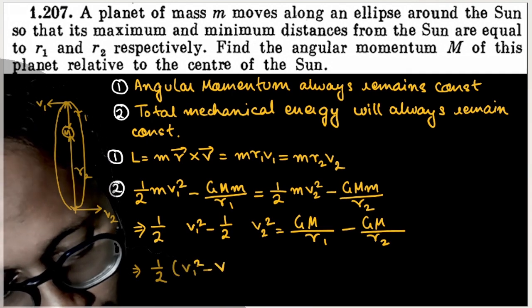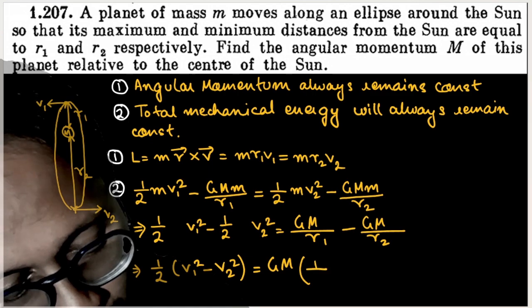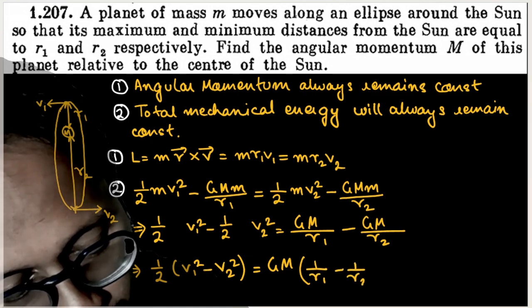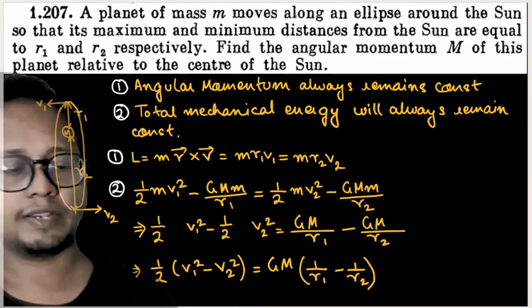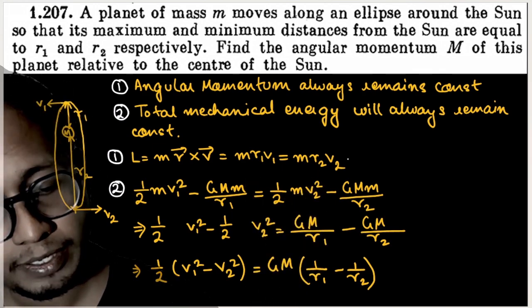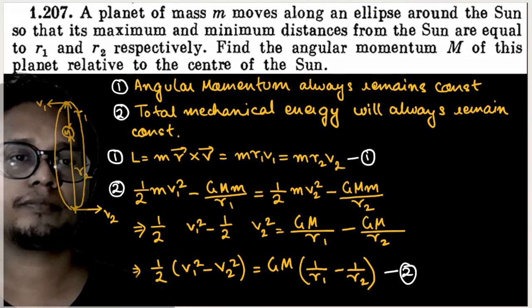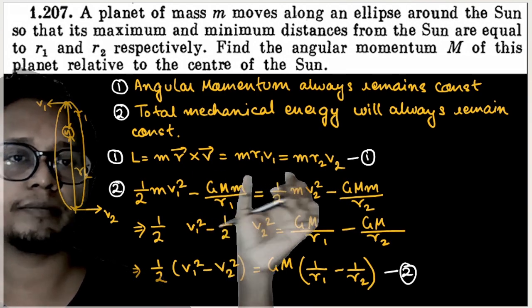The rest part is nothing but equation solving. V1 square minus V2 square is equal to GM. Take GM common: 1 by R1 minus 1 by R2. Okay. Now using these two equations, equation number 1 and equation number 2, I'll find out the angular momentum.